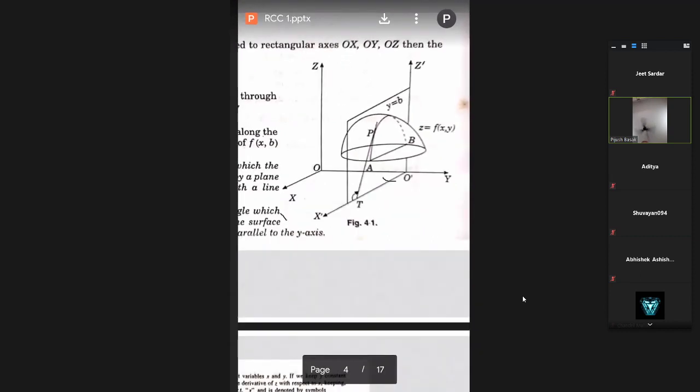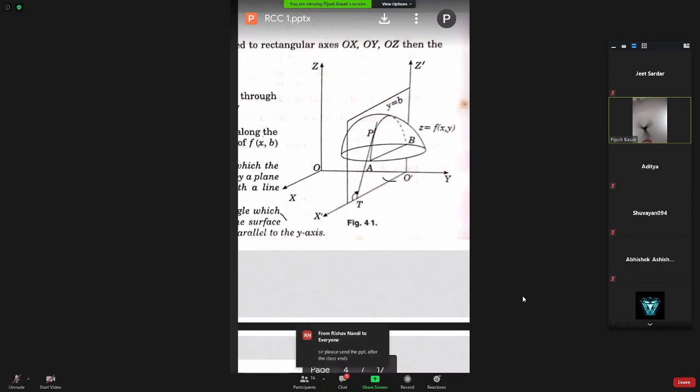If you want to find del z del x, this is the geometrical diagram. If you want del z del y, then you have to keep x as a constant. Suppose a plane is cutting along the x axis, x is equal to a, then you will find it in a similar way. You will find del z del x, del z del y. This is the procedure.